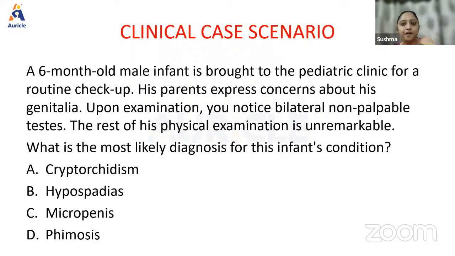A 6-month-old infant is brought to the pediatric clinic for a routine checkup. His parents express concern about his genitalia. Upon examination, you notice bilateral non-palpable testis. The rest of the physical examination is unremarkable. What is the most likely diagnosis of this infant's condition? This is a condition in which the testis have not descended into the scrotum, and it is called cryptorchidism.